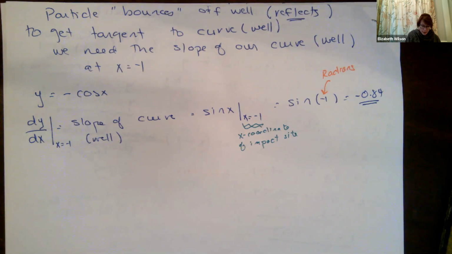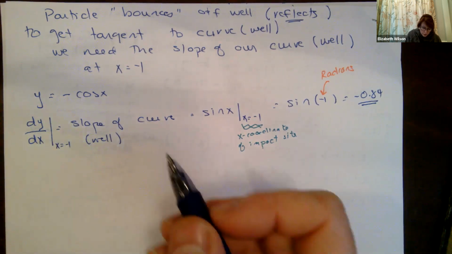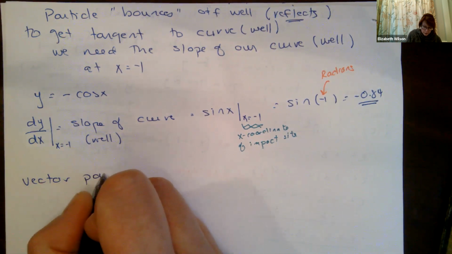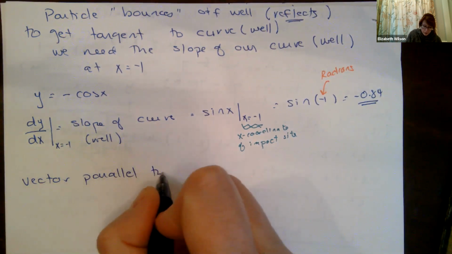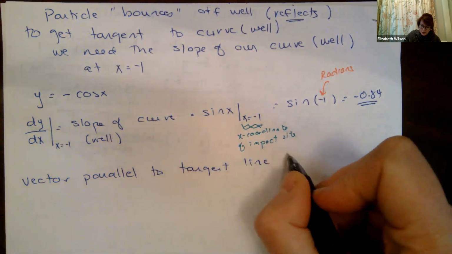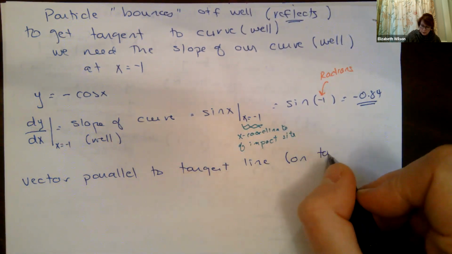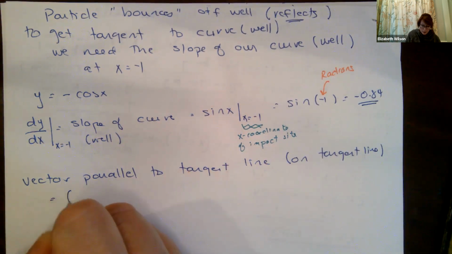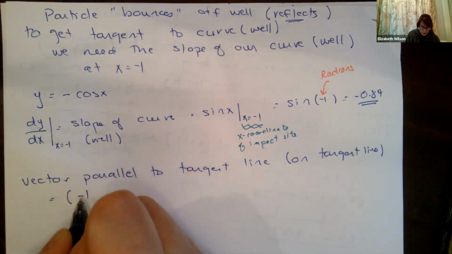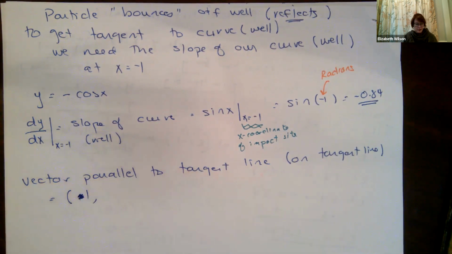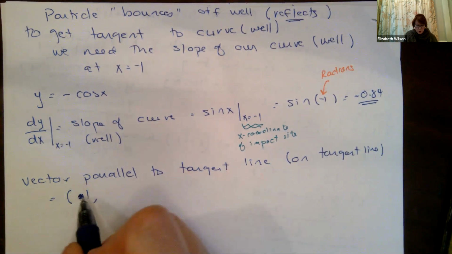All right, so let's write things out. So we've got a vector parallel to the tangent line. Remember, this means that it's on our tangent line, right? And that's going to equal, it's +1 in the x direction, not -1. Oh, that was my mistake. I don't have my white out here. So it's 1.